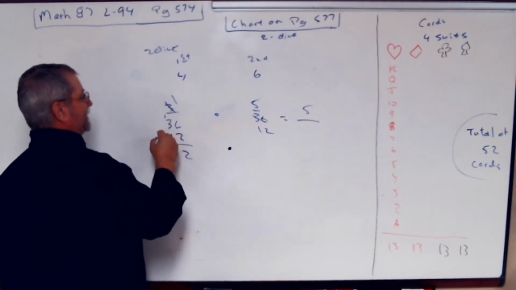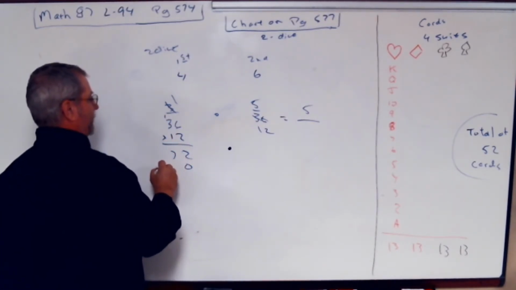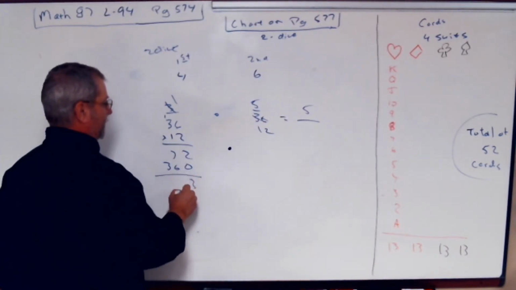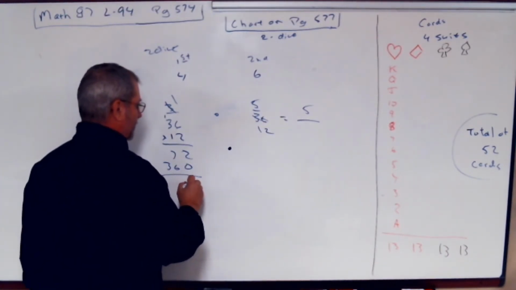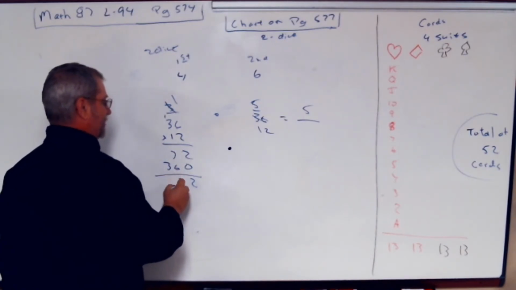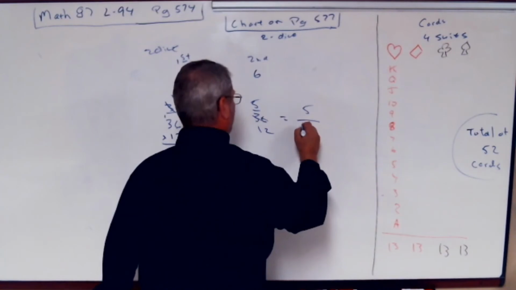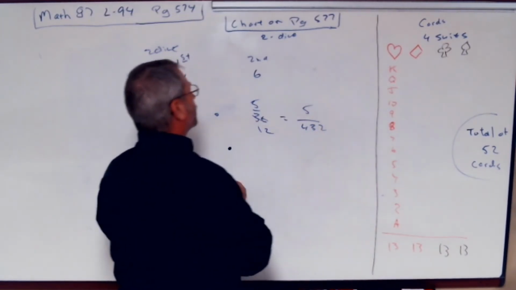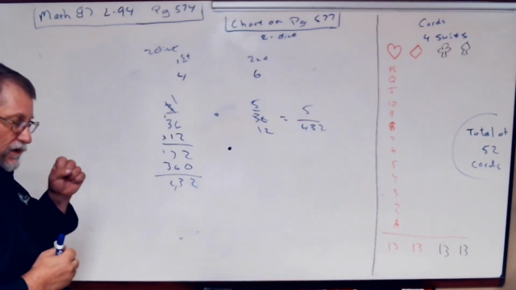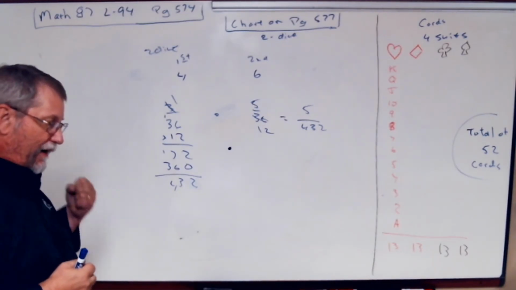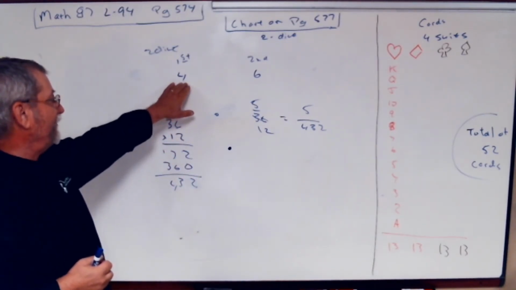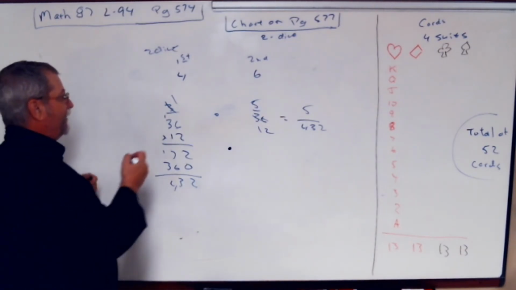Carry the 1. 6, 7, 0, 36, 2. 2. 7 plus 6 is 13. Carry the 1 is 4. So I have 5 chances out of 432 to roll the dice, 2 dice together. I roll them once. Probably getting a 4. Okay, it's like 1 out of 12.